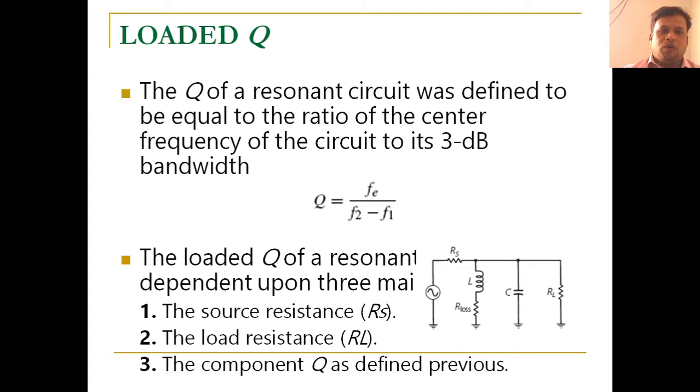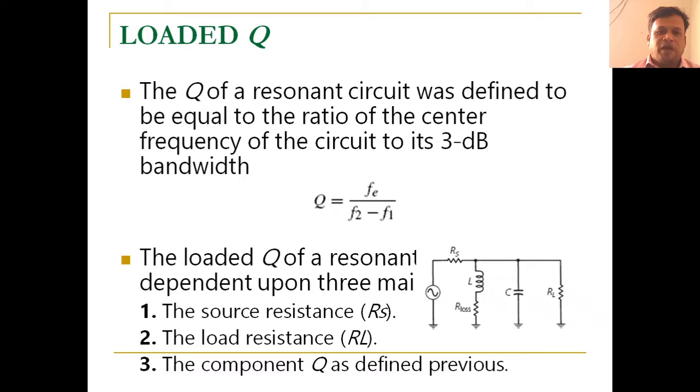We all know about the resonant circuit. What is a resonant circuit? We know that XL is equal to XC. If the inductive reactance is equal to the capacitive reactance, then the condition that occurs in the circuit is called resonance. So what is Q? We all know that Q is the quality factor of the resonant circuit. The quality factor of the resonant circuit is defined as the ratio of the center frequency of the circuit to its 3 dB bandwidth.